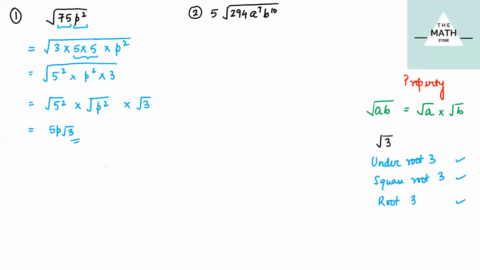So again, our first step will be to find the prime factorization of the numeric part. So this is your numeric part, so we'll find its prime factorization. 294, if you find its prime factorization, you'll get it as 2 times 3 times 7 times 7. And the rest of it, I will write as it is, a raised to 7 times b raised to 10.